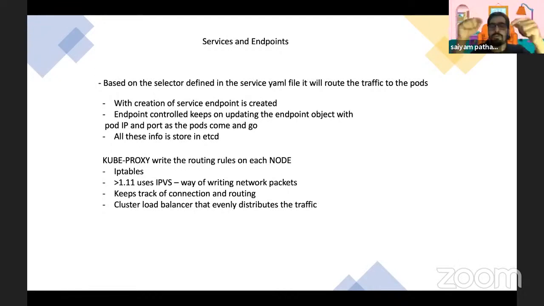It stores it in the form of IP tables, in the series of IP tables that it writes. And if you have Kubernetes greater than 1.11, then it uses IPVS to write, and that is another way of writing the network packets. That's it. It also keeps track of connection and routing.